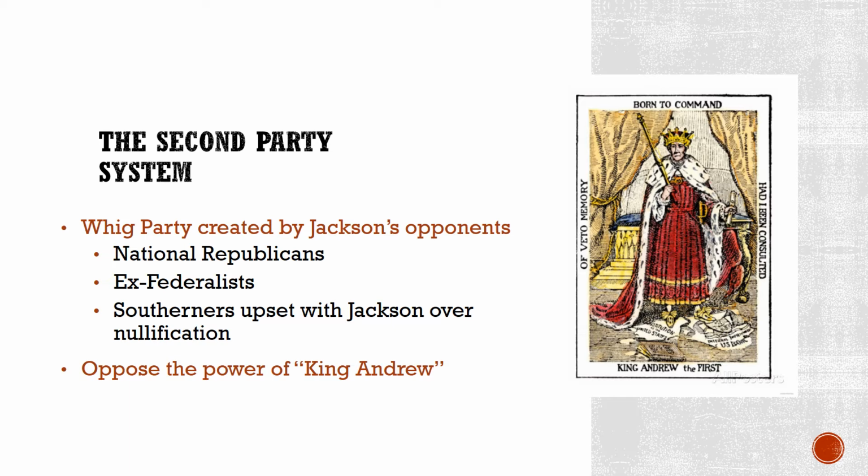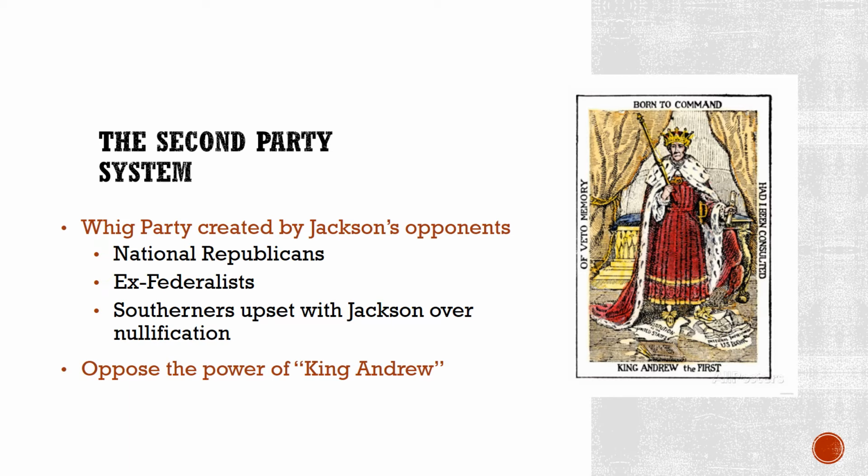And people believe that what he did to the Bank of the United States was an overstepping of power. That President Andrew Jackson was somehow trying to become King Andrew Jackson.